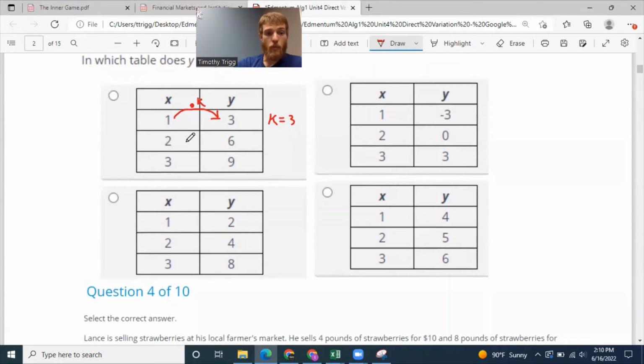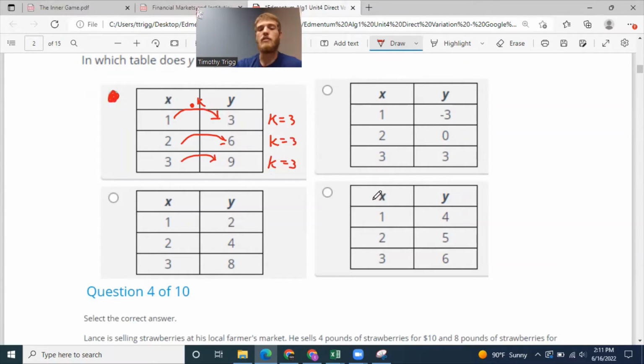Is that the truth for this coordinate point as well? 2 times 3 gives me 6. Well, yes, that works there. So k is also 3 here. Is that true here? 3 times 3 gives me 9. Well, yes. So we're multiplying by 3 to go from the x coordinate to the y. We're multiplying by 3 each time. That tells me it's direct variation.